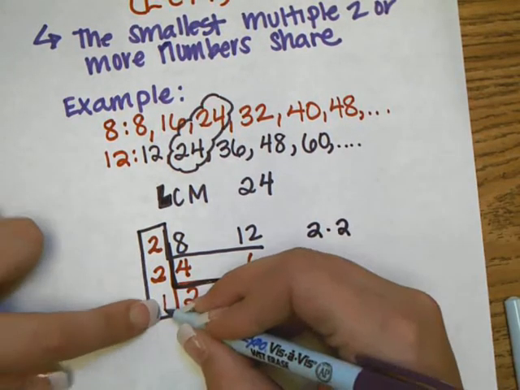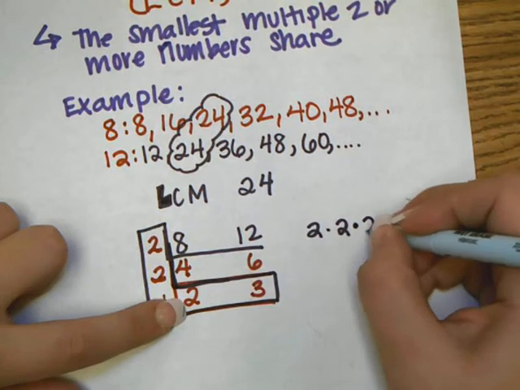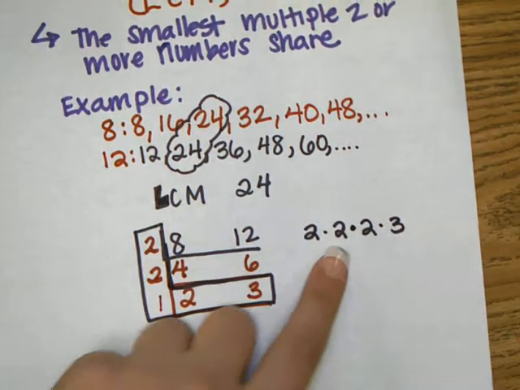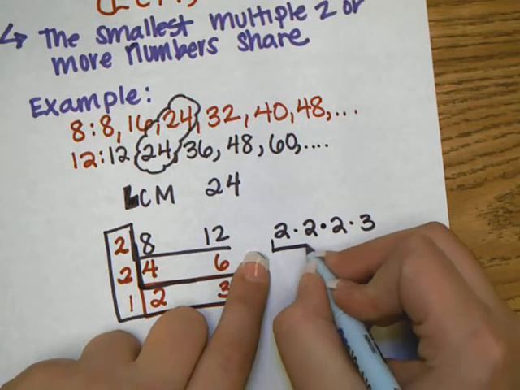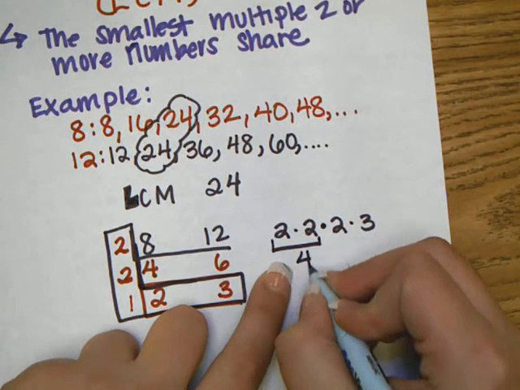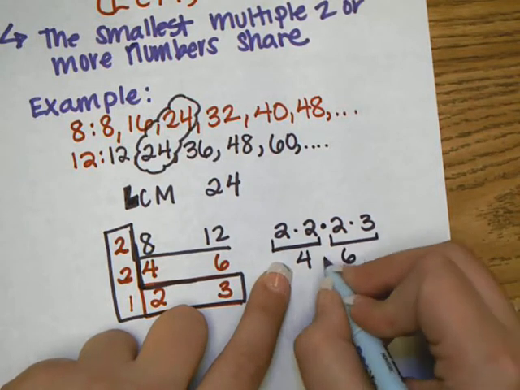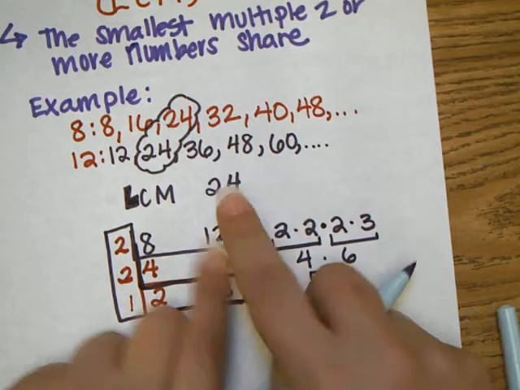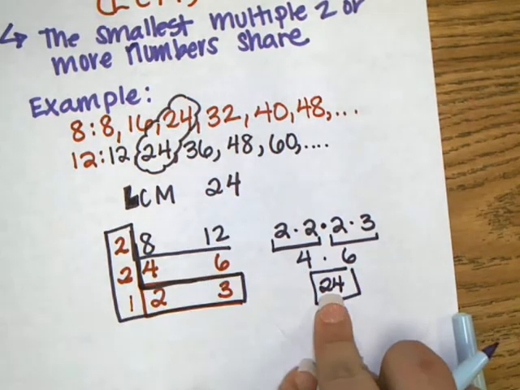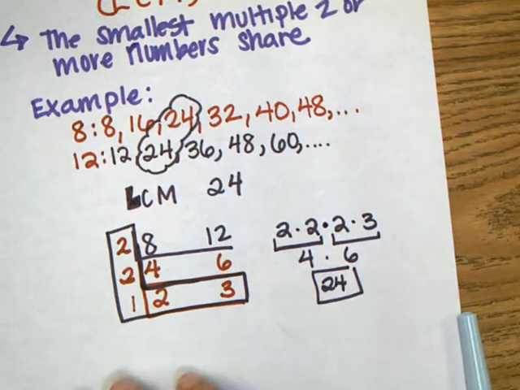Then we're going to multiply all these numbers here. 2 times 2, and we don't need to multiply by 1, and then times 2 times 3. We can multiply these in any order because of the commutative property. So if I multiply this, this is 4. And 4 times 6 is 24, which was our LCM, using the L method.